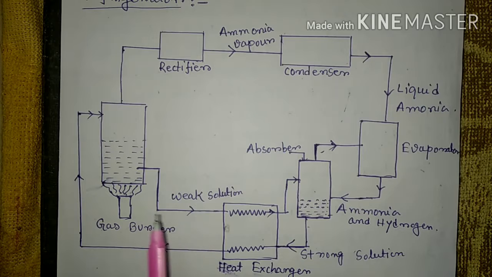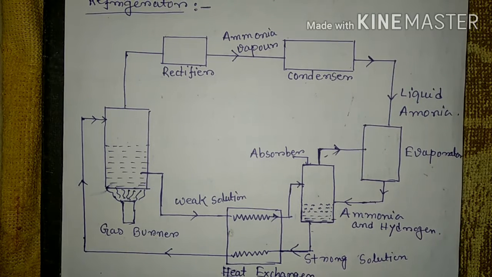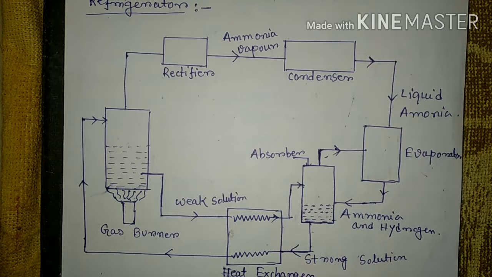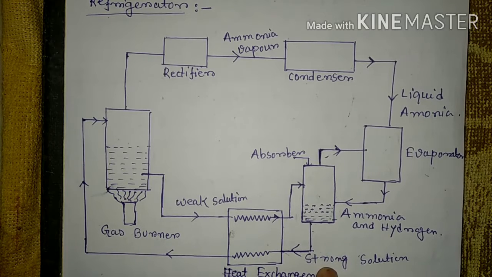When it passes through the heat exchanger, there is a heat transfer from the weak solution to the strong solution. So this hot solution, while passing through the heat exchanger, is cooled. The heat removed from the weak solution is utilized in raising the temperature of the strong solution passing through the heat exchanger. In this way absorption is accelerated and an improvement in the performance of the plant is achieved.